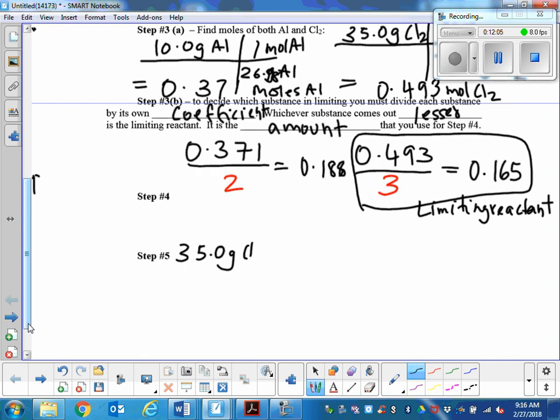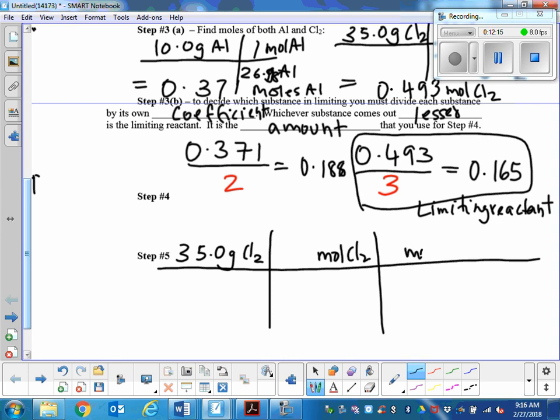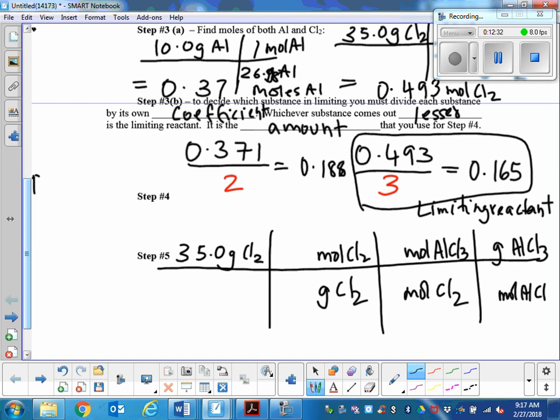of chlorine. Can I find out the amount of aluminum chloride it will make? Grams of chlorine should be converted to moles of chlorine, then moles of chlorine converted to moles of aluminum chloride, then converted to grams of aluminum chloride. Correct? I cancel out grams of chlorine, moles of chlorine, and moles of aluminum chloride. Grams of chlorine is 70.9. That gives me 1 mole. How many moles of chlorine give how many moles of aluminum chloride?